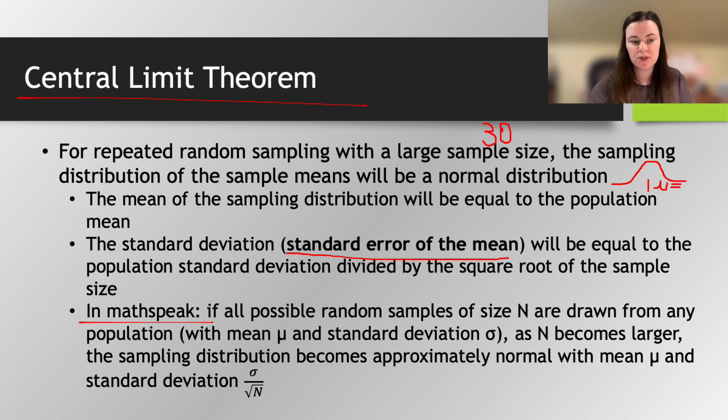What does this mean in terms of math speak? Well, if all possible random samples of size n, so again, we're using our entire population here, are drawn from any population with mean mu, our average of the population, and standard deviation of the population, sigma, as n becomes larger, the sampling distribution becomes approximately normal, again, that bell-shaped curve, with mean mu and the standard deviation formula designated by this, and we'll get to this calculation in just a moment.